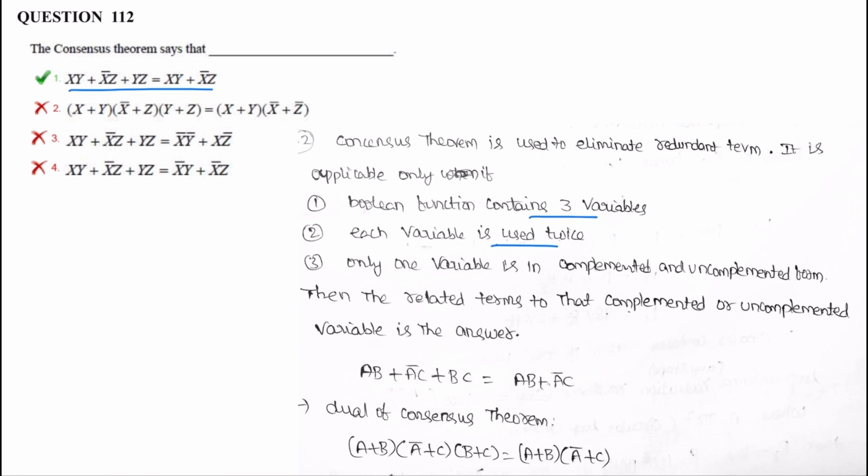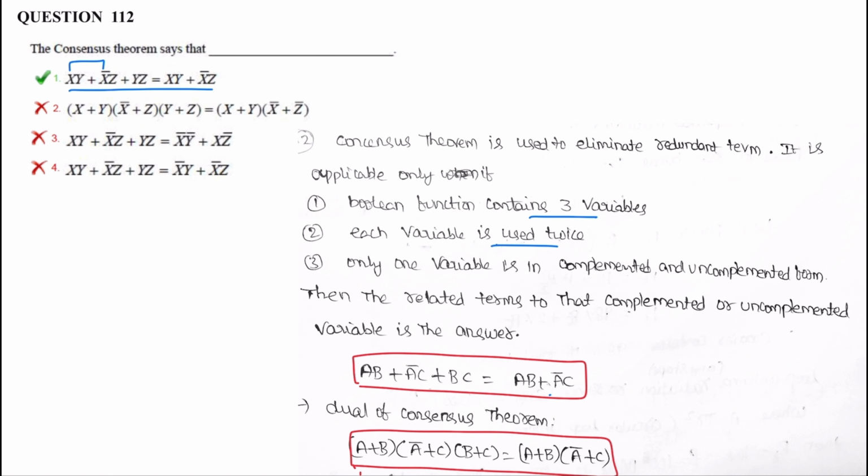So option 1 contains three variables: xy plus x bar z plus yz. Only one variable is in complemented and uncomplemented form, x bar, that is ab plus a bar c plus bc. Now for this expression, the related terms to the complemented and uncomplemented variable is the answer. The related terms with x is the answer, that is xy, x bar z is the answer. Dual of consensus theorem. So correct answer is either this one or this one. So correct answer is option 1 as per consensus theorem's conditions.